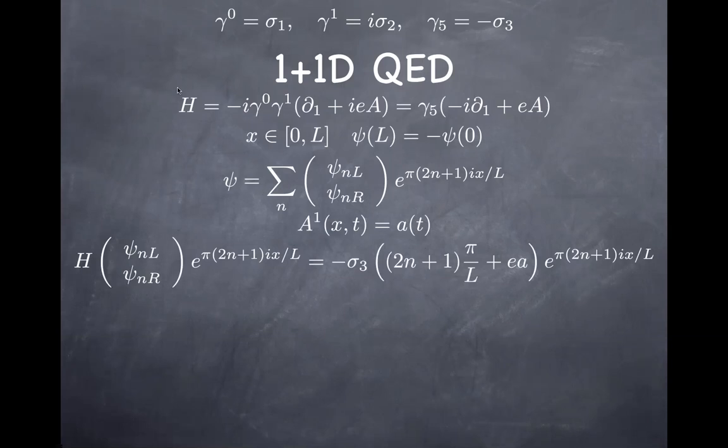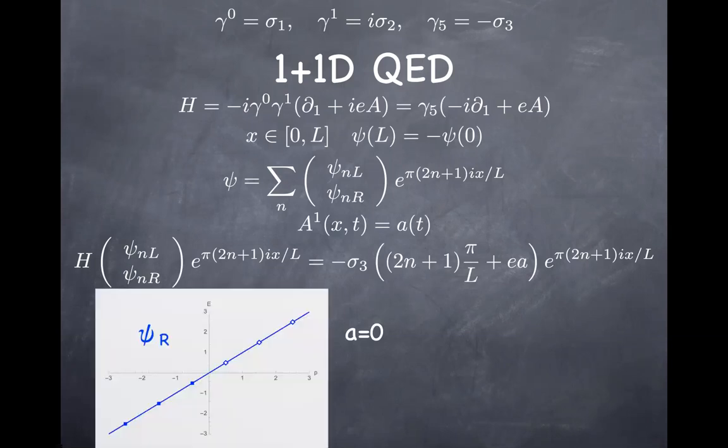As a result, we can work out the energy eigenvalue of the Dirac fermion, and that's given by this expression. This 2n plus 1 times pi over L is the momentum of this fermion mode, plus E times A, which comes from the coupling to the vector potential. And A, as I said, is a space-time constant, depending only on time. If the vector potential purely vanishes, then you have different energy levels for right-handed and left-handed fermions.